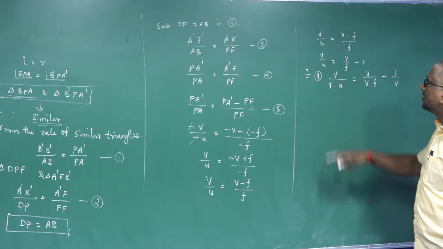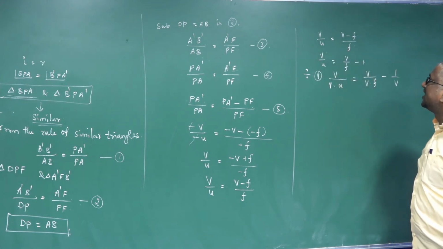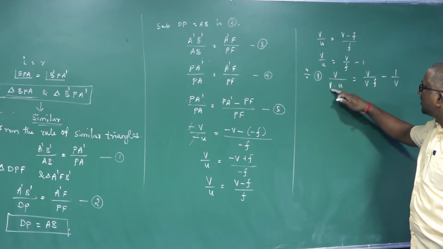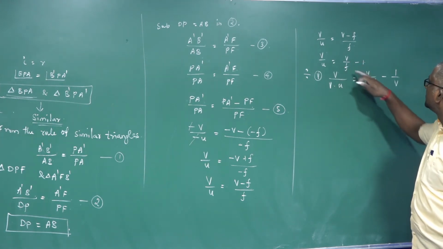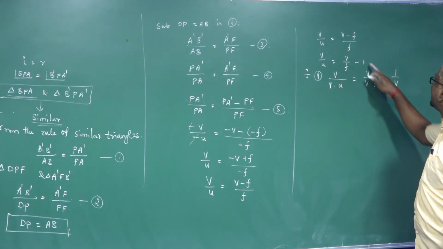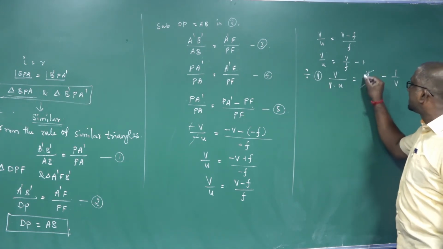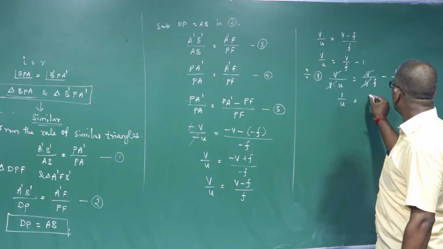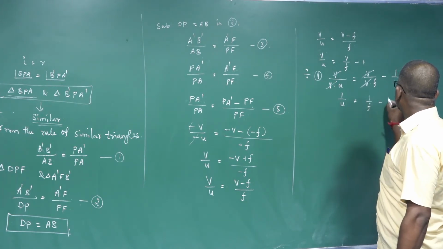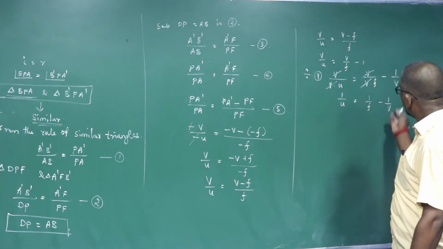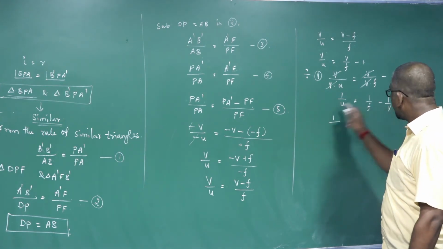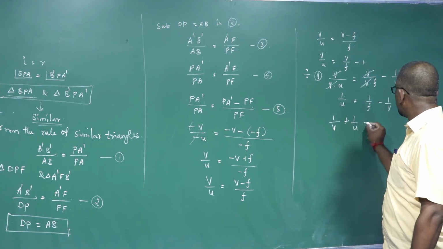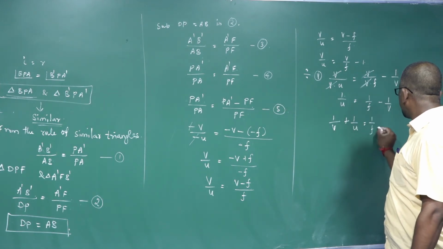Divide by V on both sides of the equation. So this term becomes V divided by V into U is equal to V divided by V into F minus 1 divided by V. V cancels, V cancels. So 1 divided by U is equal to 1 divided by F minus 1 divided by V, or 1 divided by V plus 1 divided by U is equal to 1 divided by F.